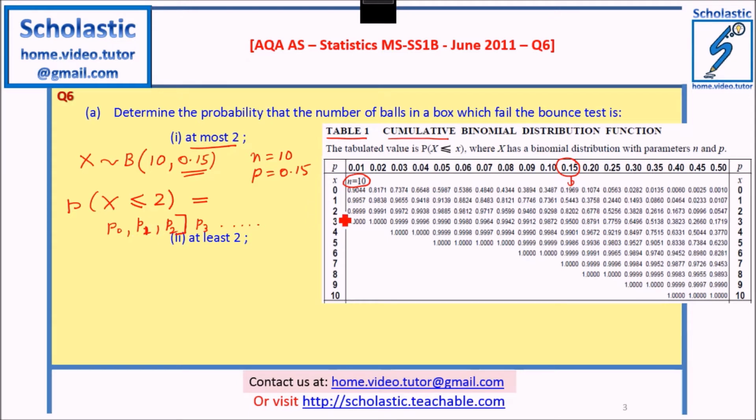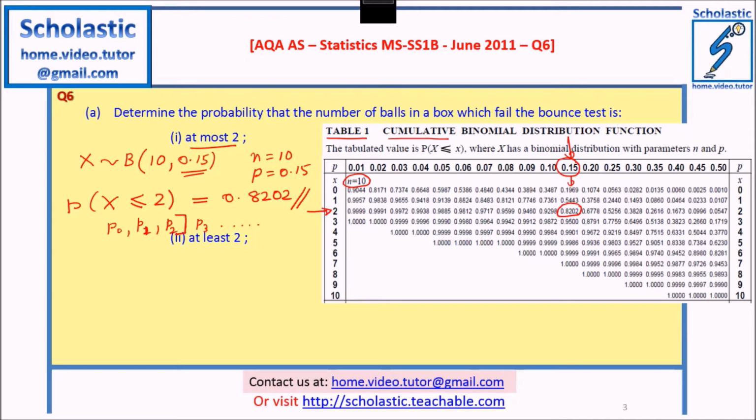So therefore what we need to do is to go to the value of X equal to 2 and the probability. First we choose that n equal to 10. Please note that we need to find the n equal to 10 table, because there are only 10 balls in this particular sample. Then go to the column where probability is 0.15 and find the intersection. So you get the probability here, 0.8202. That is the probability of at most 2 failures. That means it can be 0 failures, 1 failure, or 2 failures.